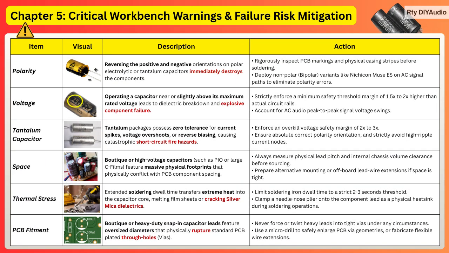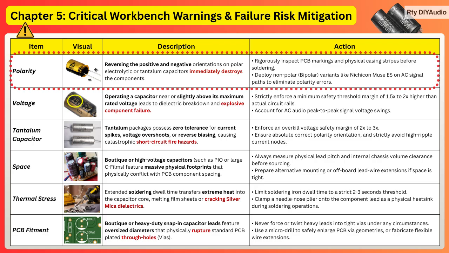Let's advance to Chapter 5, Critical Workbench Warnings and Failure Risk Mitigation. Before you open your sourcing guide, you must respect these 6 mandatory safety thresholds to prevent catastrophic component failures. First, polarity orientation. Reversing the positive and negative orientations on polar electrolytic or tantalum caps will immediately destroy the components. Rigorously inspect PCB markings and casing stripes before soldering, and deploy non-polar variants like the Nichicon Muse ES on AC signal paths to eliminate polarity risks.